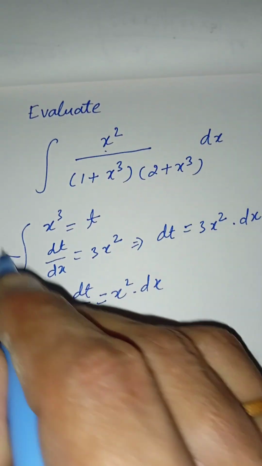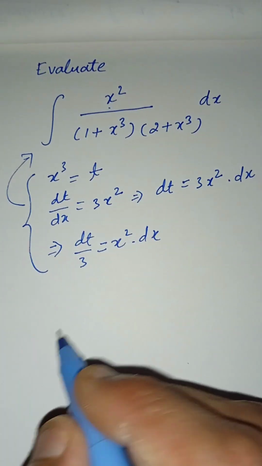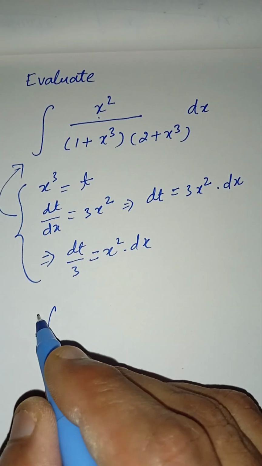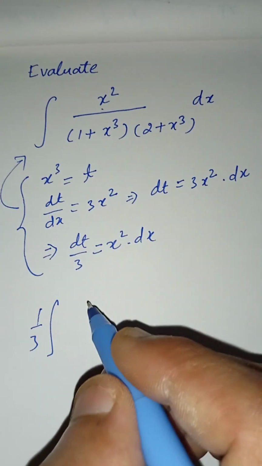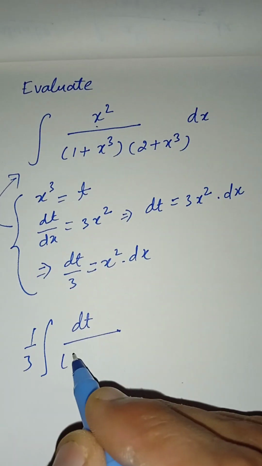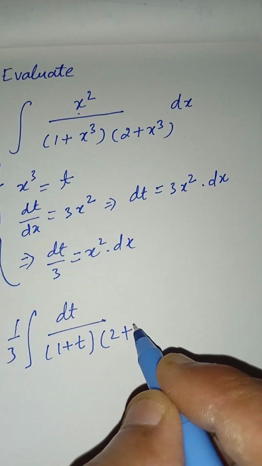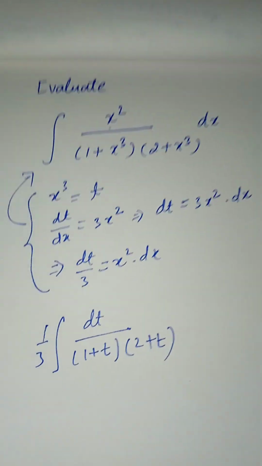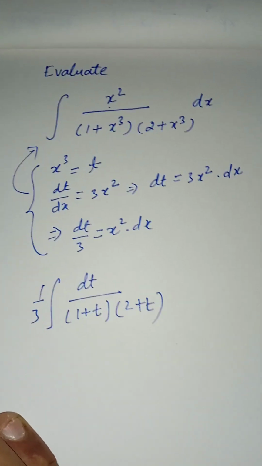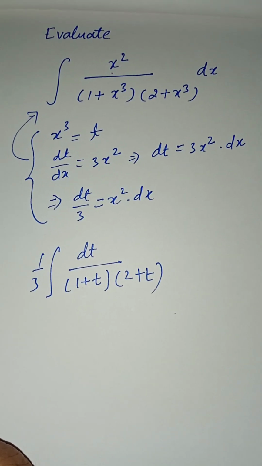So after substituting these values into the integral, what should the integral look like? Let's see. For x square dx, you can take 1 by 3 outside the integral. Now you're left with dt by (1 plus t), and this is (2 plus t). Now it looks like we can solve this integral. So during exams it becomes difficult to predict what your next step is going to be.